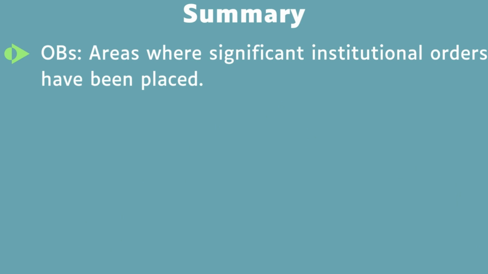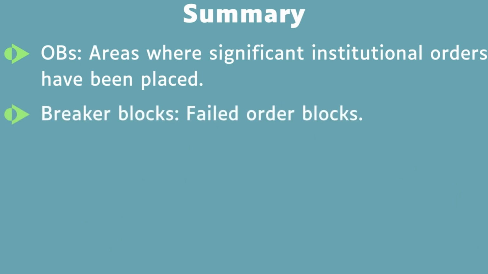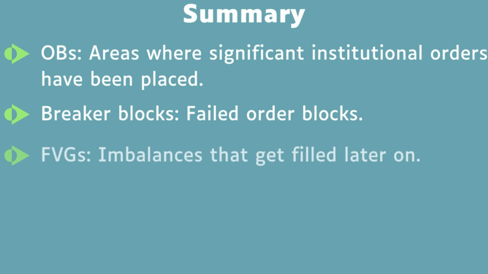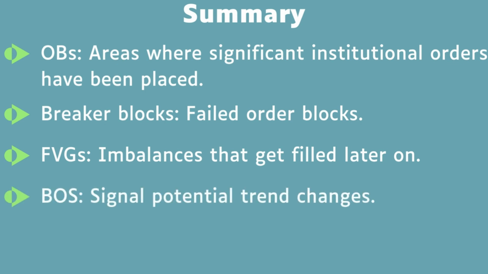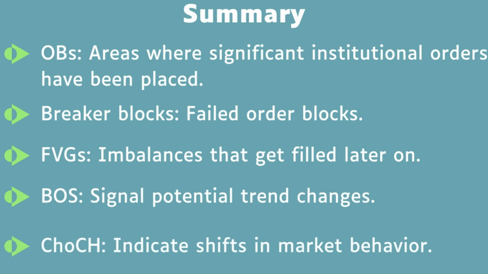To summarize what we've learned, order blocks represent areas where significant institutional orders have been placed. Breaker blocks are failed order blocks that may now act as the opposite type of support or resistance. Fair value gaps represent imbalances that often get filled in later price action. Breaks of structure signal potential trend changes, and changes of character indicate shifts in market behavior.